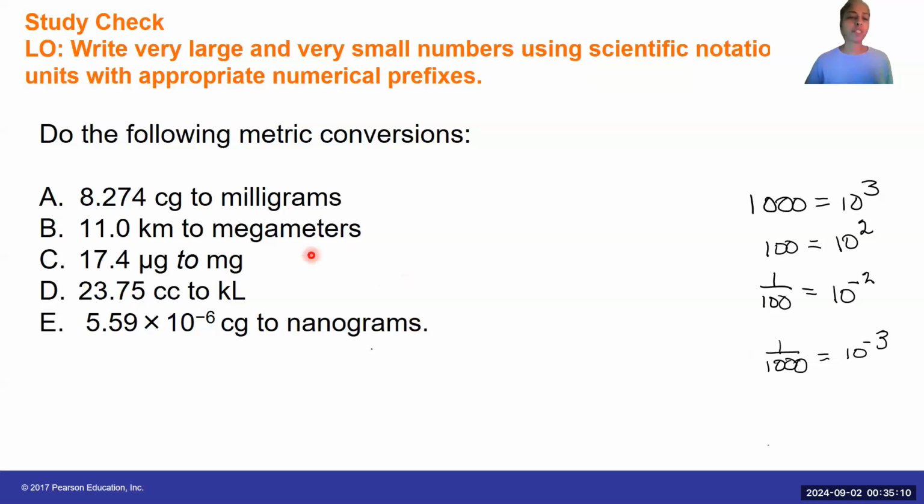So our first question is saying, do the following metric conversions. Letter A, convert 8.274 centigrams to milligrams.